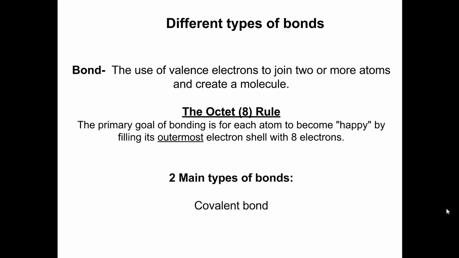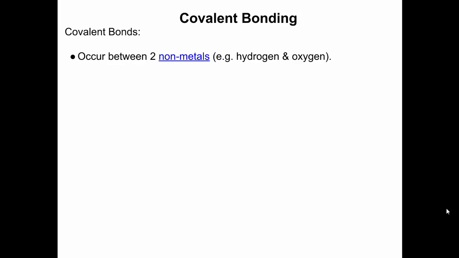There are two main types of bonds. The first is covalent bond, and the second is an ionic bond. So we're going to start talking about covalent bonds first. Covalent bonds occur between two nonmetals. So, for example, hydrogen and oxygen.